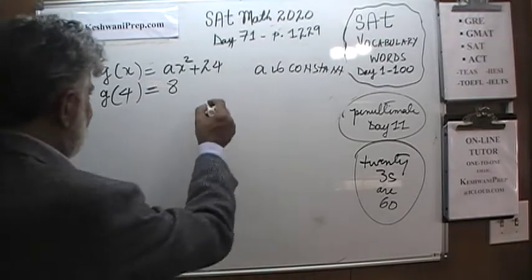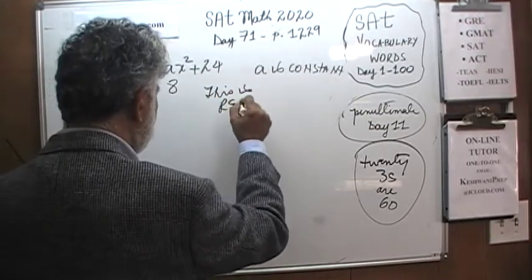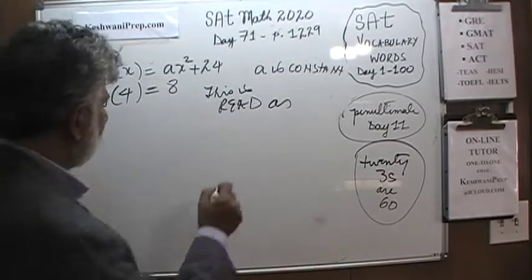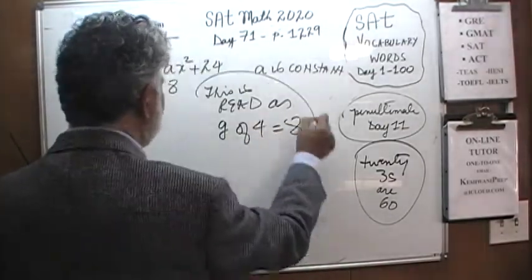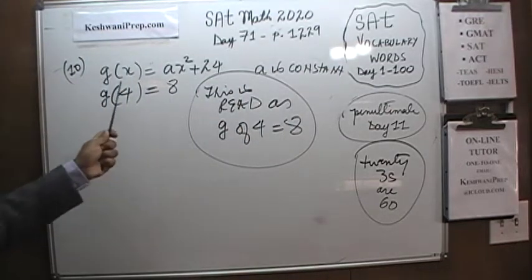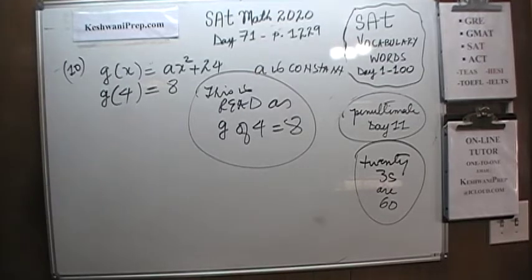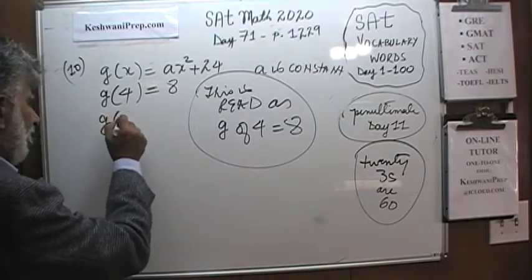And this is how we read it. This is read as g of 4 equals 8. That's how we read it. G of 4 is equal to 8 is the same as saying that the value of this function g is 8 when x is equal to 4. The question is, what's the value of the function g when x is equal to negative 4?